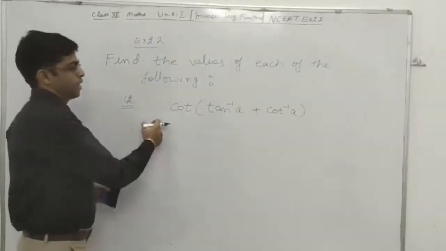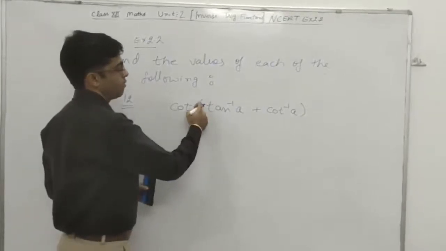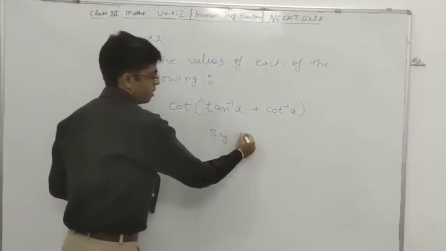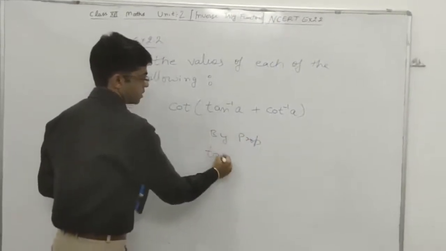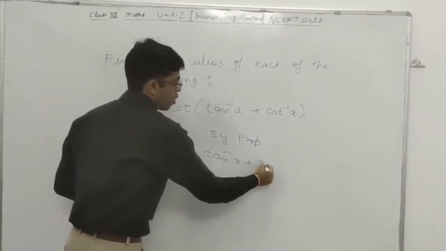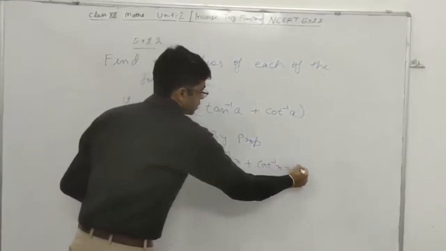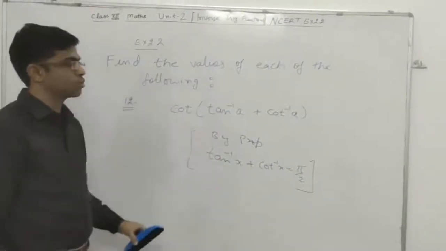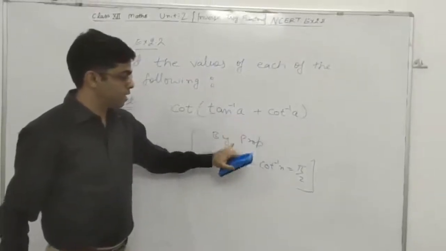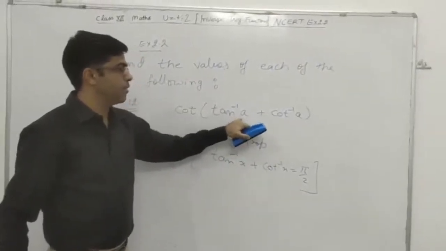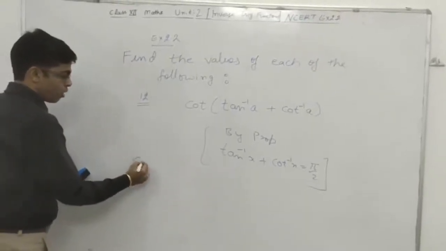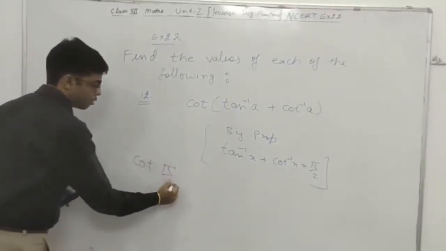So this is a very simple question. We have to find the value of this by the property tan inverse x plus cot inverse x is equal to pi by 2, using this property where x belongs to the real numbers. So same thing, in this tan inverse a plus cot inverse a is also pi by 2. So cot pi by 2.